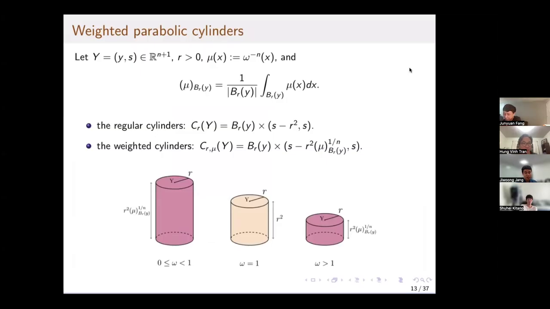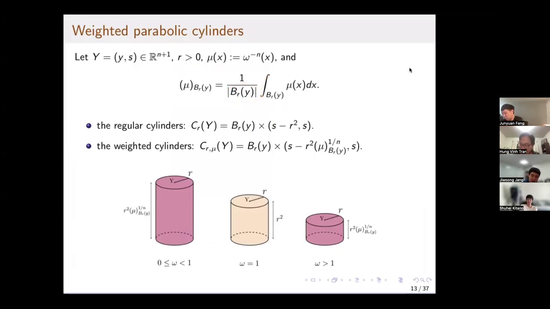Okay. If we fix y equals (y, s), little r bigger than 0, and mu, we define mu to be omega to the negative n. Okay, we introduce a new function, and we denote the average of mu on B_r(y) as the integral of mu, then divided by the measure of this ball.